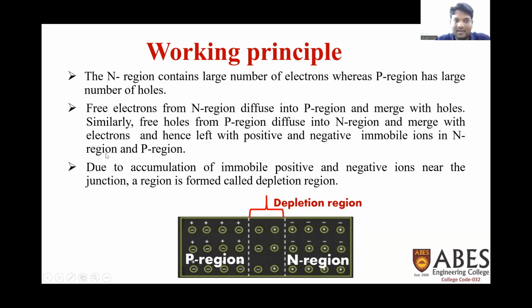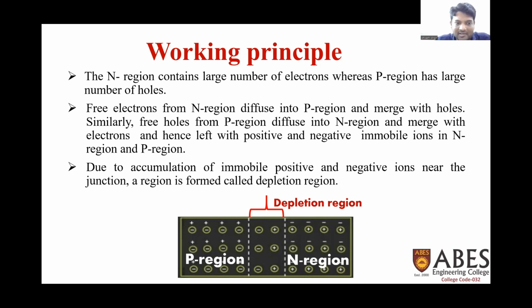In the next point, you can see free electrons from N region diffuse into P region and merge with holes. Similarly, free holes from P region diffuse into N region and merge with electrons, and hence are left with positive and negative immobile ions. Immobile ions means what? They will not move. So you can see positive and negative immobile ions in P region and N region. Here in P region, these are immobile negative ions, and in N region, these are immobile positive ions.